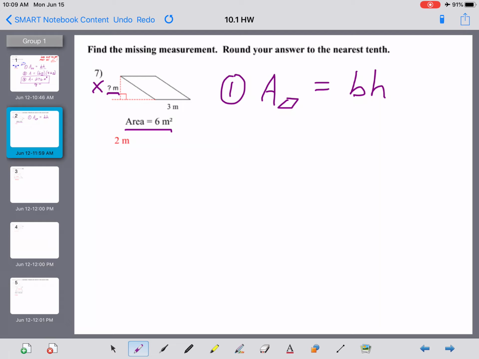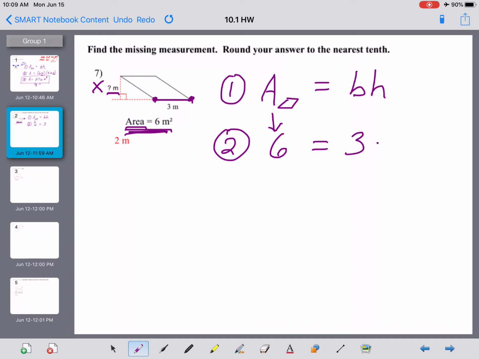So step 1 is the same. Write down the formula. We're talking about a parallelogram. We're looking at its area, so we write the formula for area of a parallelogram, which is still base times height. Step 2 is the same. Fill in what you know, except this time we were given the area of the figure. So the 6 goes over here on the left, right underneath the A, because we know that our area is 6. The base of this parallelogram, again, we'd like to think of it on the bottom right here, and that side that I just highlighted has a length of 3.